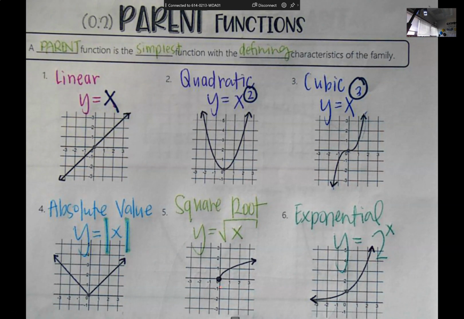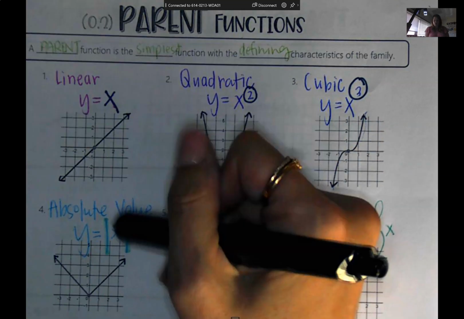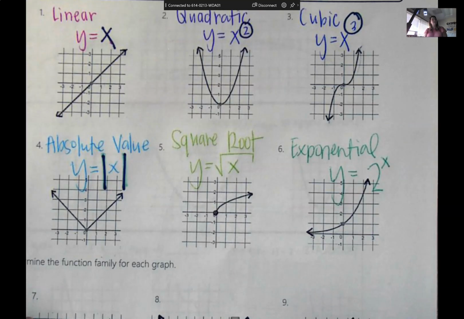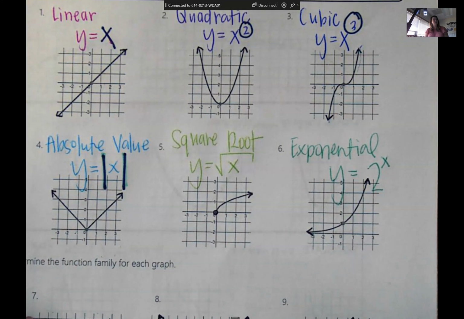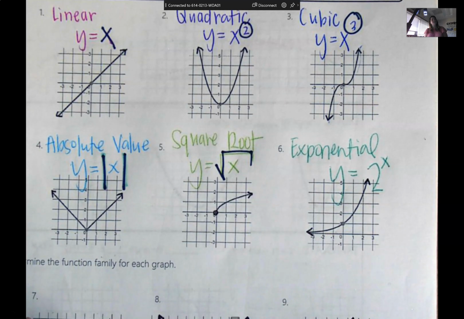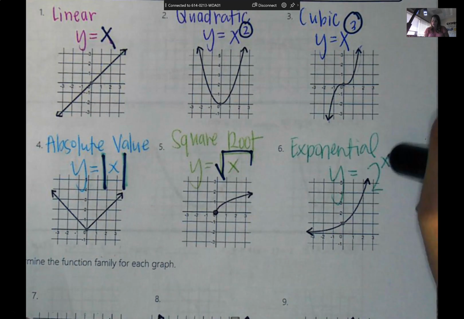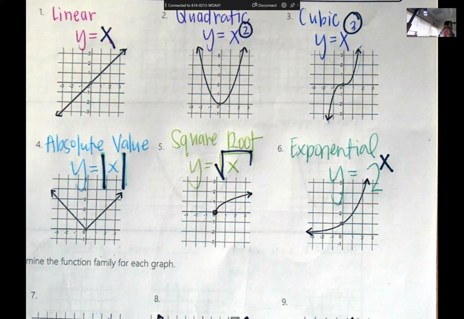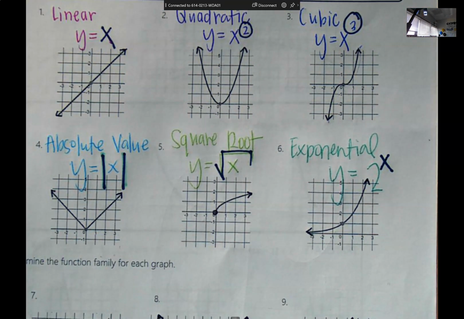The bottom 3 are a little bit easier. If there are straight lines in the problem, that means that it's absolute value. If you see the radical, that means that it's the root. And if the x is in the exponent position, that means that you are dealing with the exponential family.